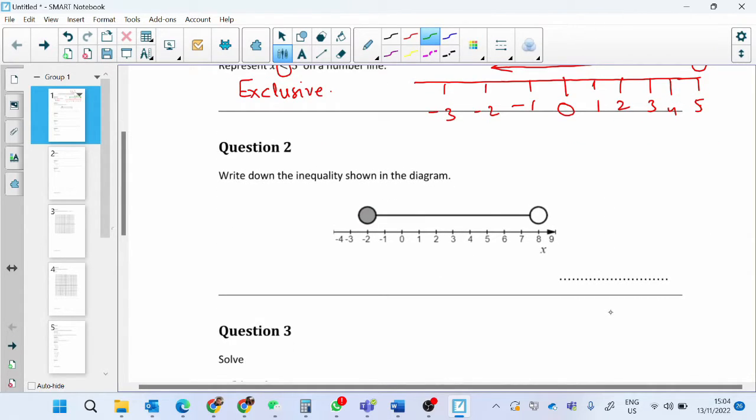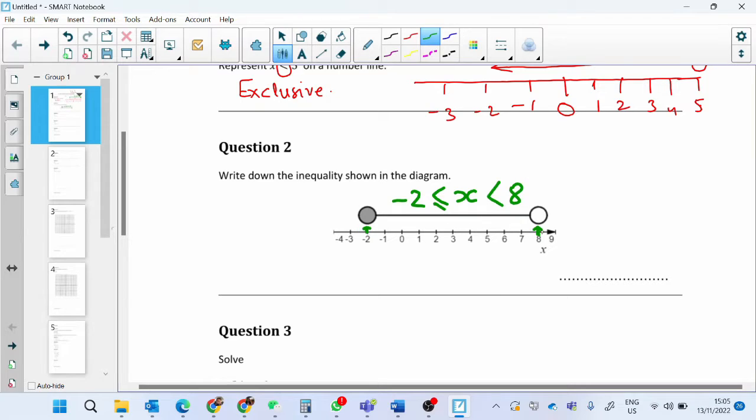In question number 2, write down the inequality shown in the diagram. Here we can see that it's on the 8 and it's a hollow circle. So x is smaller than 8 because this circle is not solid. And here on the -2, we can see that this circle is solid. So that means x is greater than or equal to -2. So we write -2 is smaller than or equal to x and x is smaller than 8.